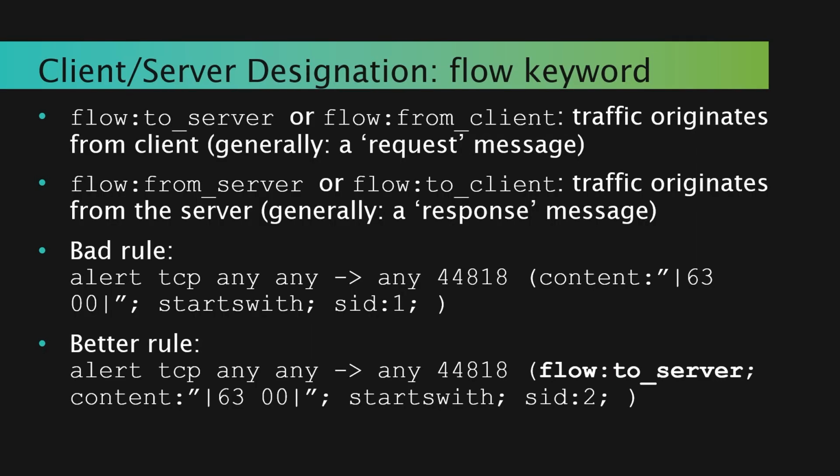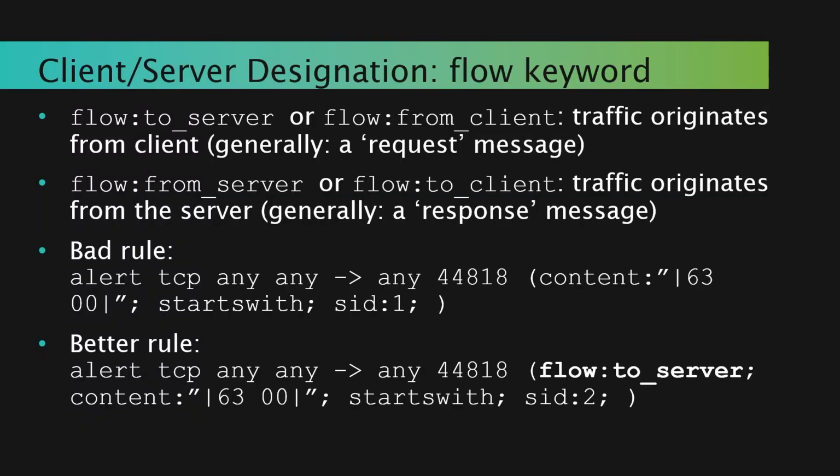So the first thing I want to talk about is the flow keyword. It's really a weird thing that results in false positives a lot. People leave this off of their rules. So there's this flow keyword that's supported by both Snort 3 and Suricata that lets you define what direction you should expect to see a network packet go in. And so you say either this is going to the server or from the client. They both mean the same thing.